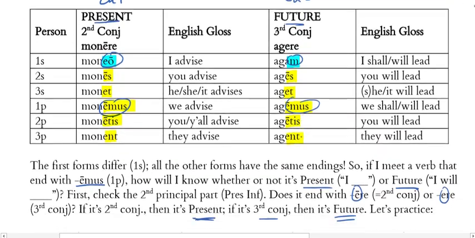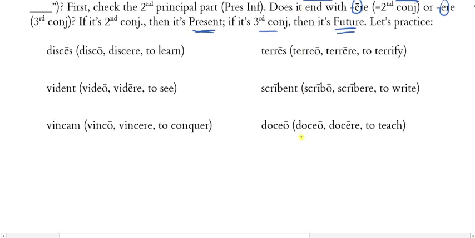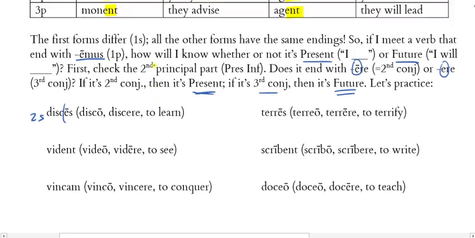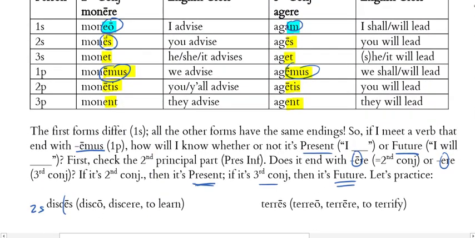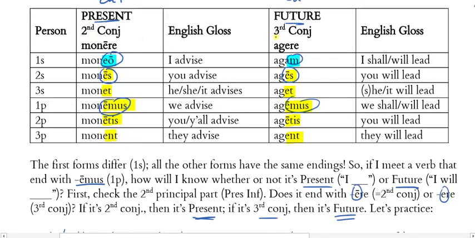All right? So let's practice a few of these. Let's take the verb disces, from disco. I want you to notice that we have this -es ending. So we know that's got to be second singular, right? But it could be a second singular -es that's second conjugation or third conjugation. If it's second conjugation, it's going to be present tense: I am doing something. If it's a future third conjugation form with -es, then it's I will do something.